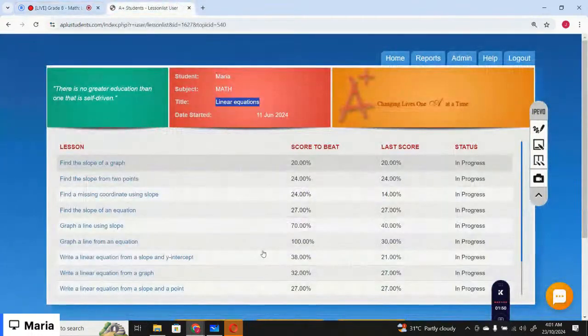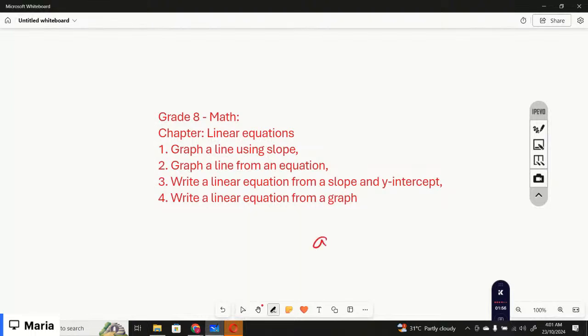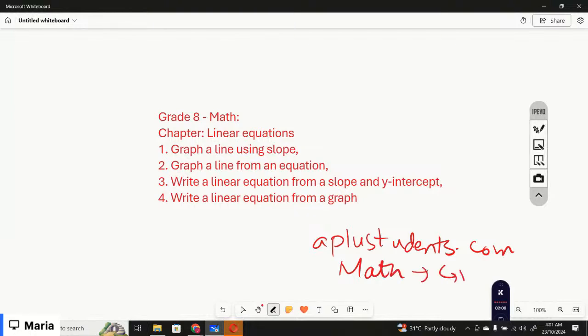Okay, so here we are on grade 8 math. You can find all the lessons on aplusstudents.com. You have to log in there using your email address and password as provided by the administrator. Then you have to select math from the subject tab, scroll down to grade 8 math, and then click on view all lessons. There you can find the list of the chapters. We're going to start with the chapter linear equation.